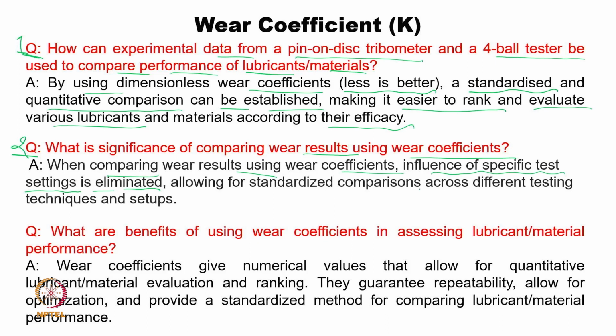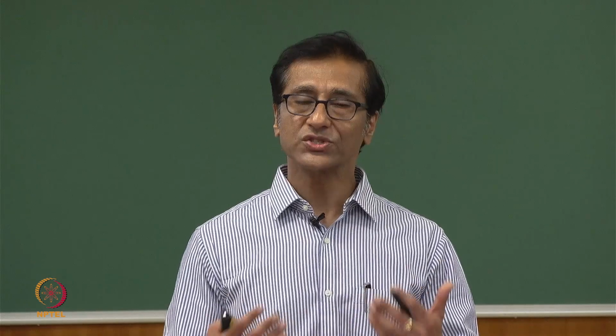In this case, it can be said that it is a standardized comparison across test conditions, test techniques or setups. It really helps, otherwise we will be stuck to the test setup, and one setup will give one result. Something like a pin on disc will give one set of results, the 4-ball tester will give another set of results, and then we will be unnecessarily worried why the wear coefficient is very low in a 4-ball tester and very high in a pin on disc, because that happens because of test settings.